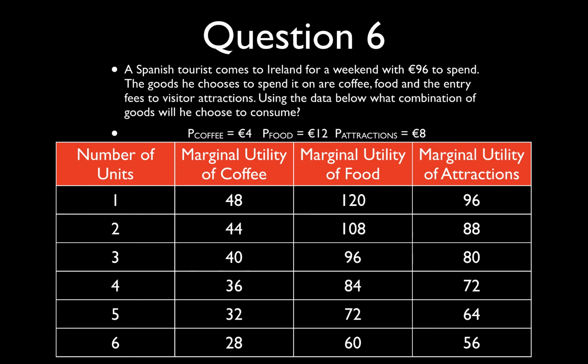Now what we have here is a consumer. The Spanish tourist goes to Ireland for the weekend, and he has €96 to spend. These are the prices. The price of coffee, which is here, is €4. The price of food is €12 each, and the price of attractions is €8 each. These are the relative marginal utilities for those 3 goods.